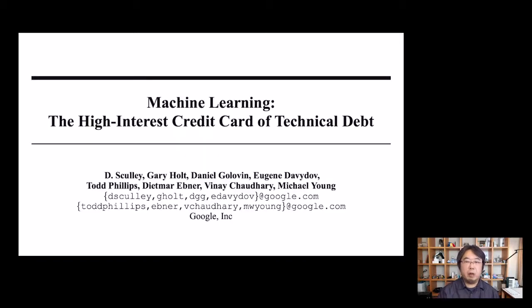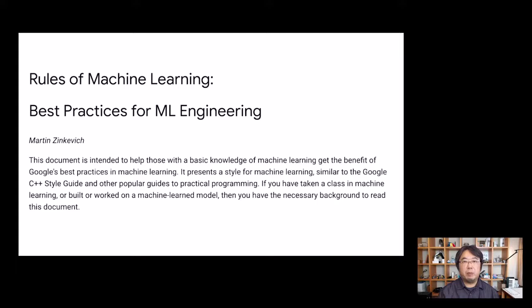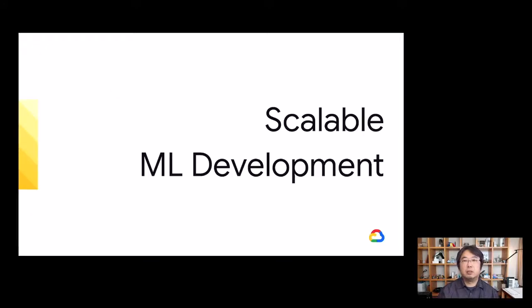And the topics I will cover in this session are based on these publications from Google. The first publication is Machine Learning, the High Interest Credit Card of Technical Debt. This paper is written by machine learning engineers and software engineers from the Google software team. And another important publication is Rules of Machine Learning, Best Practices for ML Engineering. I'd like to pick up some of the important learnings and practices from these publications. So let's move on to the next topic.